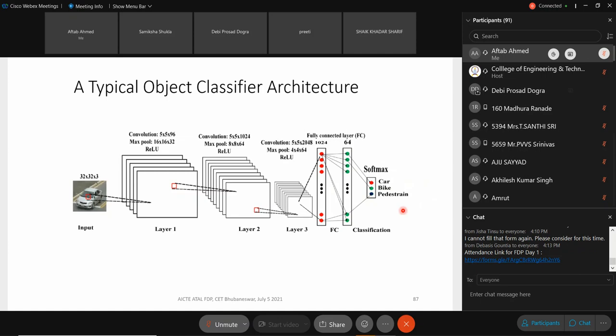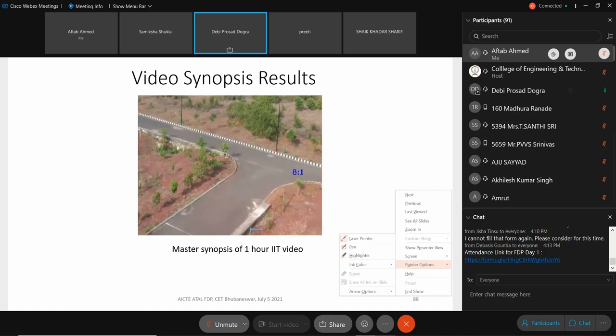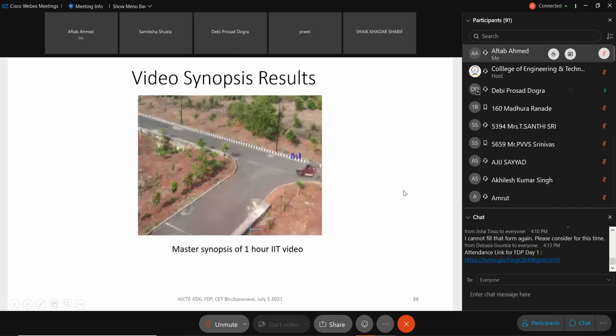In IEEE Transactions on Intelligent Transportation Systems, you can again look into this paper from our website. So you can look into this. This is one master synopsis of a 1 hour video. The times show when these objects were present in the video.